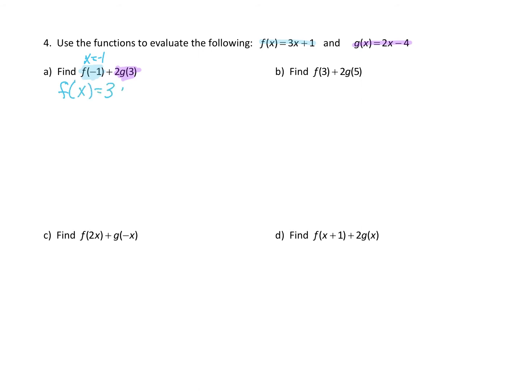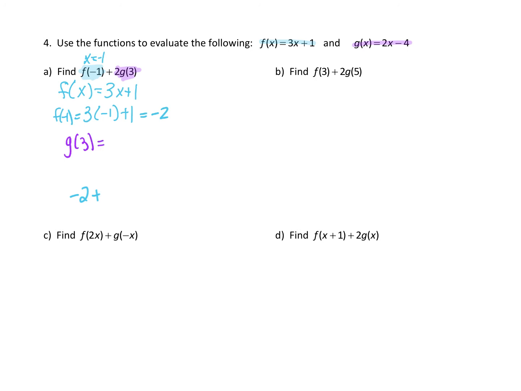So if this is f, that means where the x is, I'm going to plug in negative 1, and I'm going to get negative 2. So I'm going to have negative 2 plus, now I need to find g of 3.